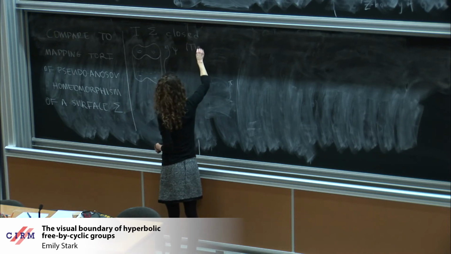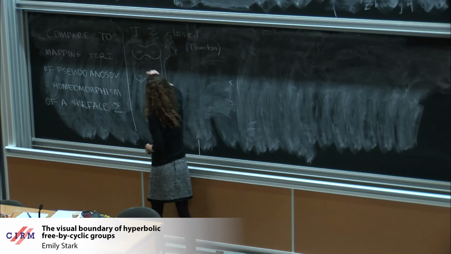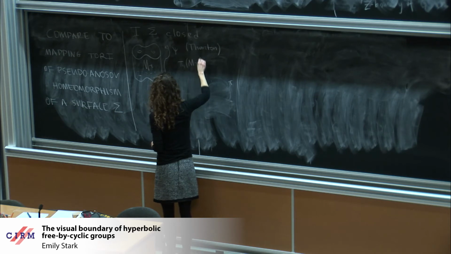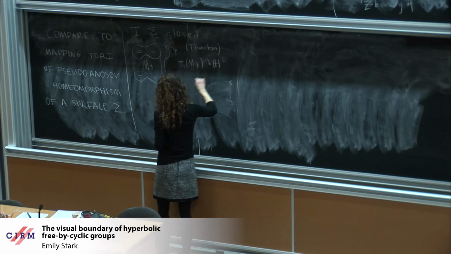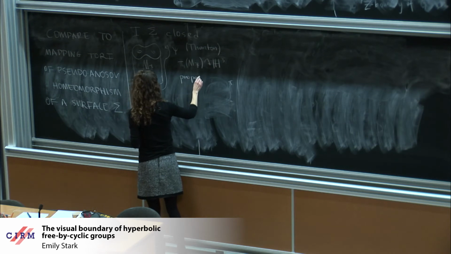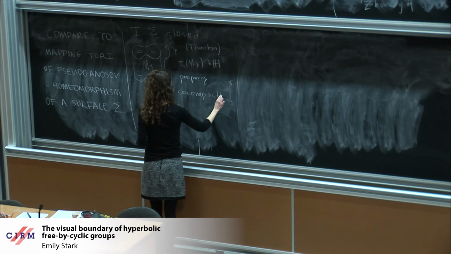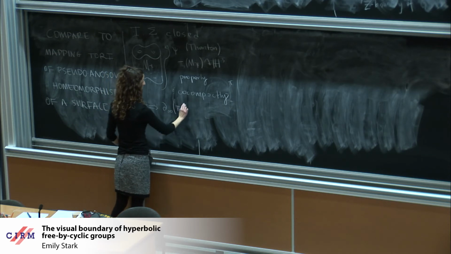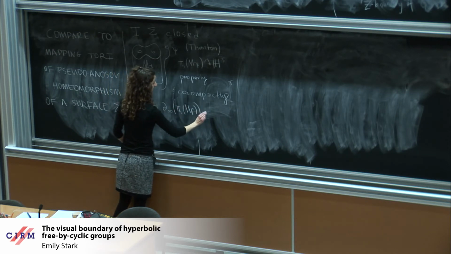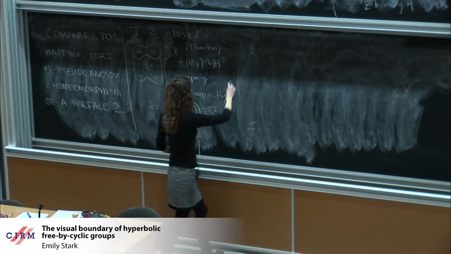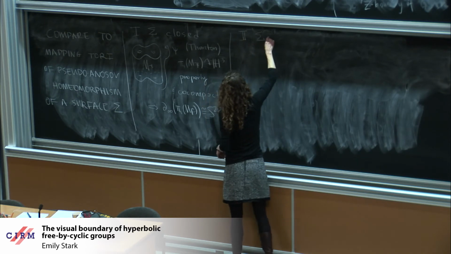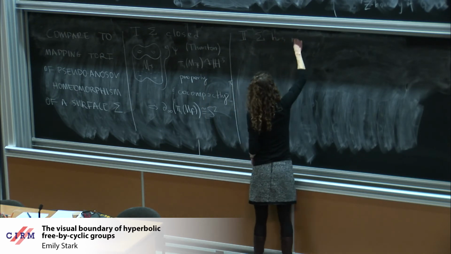And Thurston proved that this 3-manifold has a fundamental group which acts on hyperbolic 3-space properly and co-compactly. And in particular, the visual boundary of the fundamental group of this mapping torus is homeomorphic to the two-sphere. The other related case to consider is that the surface sigma has non-empty boundary.